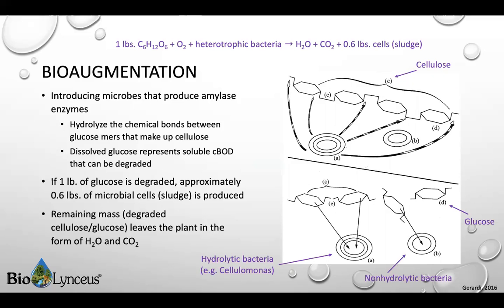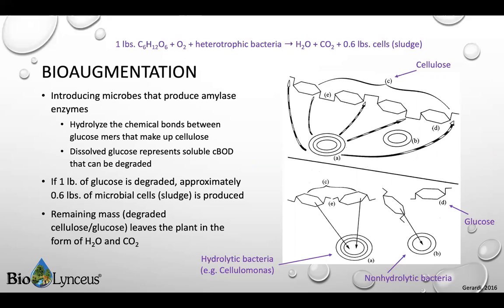According to Wastewater Bioaugmentation and Biostimulation by Michael Girardi, if 1 pound of glucose is degraded, approximately 0.6 pounds of microbial cells, also known as sludge, is produced. The remaining mass is converted to water and carbon dioxide. This relationship is shown by the equation at the top of the slide.